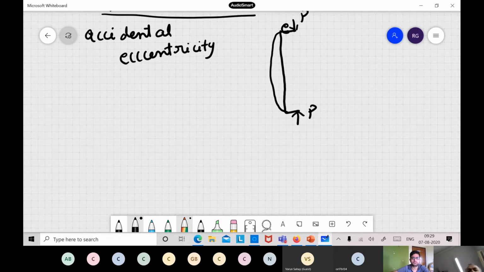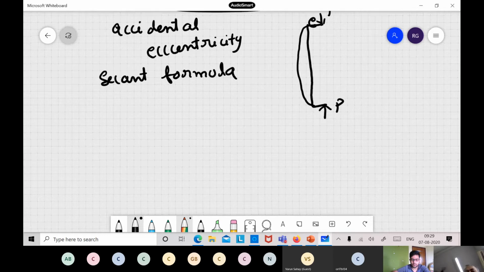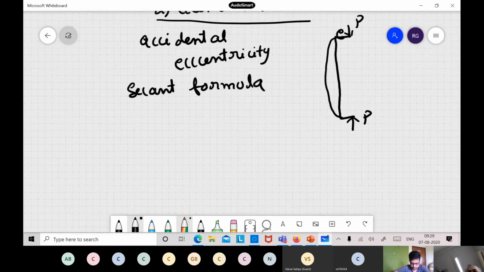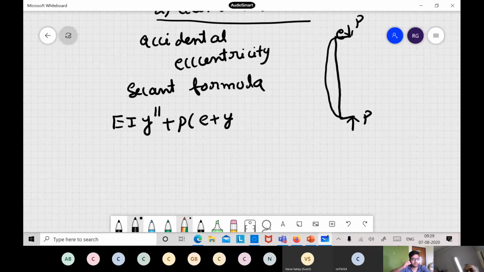Now, when you were undergraduates, it is already available in the textbooks. We call this the secant formula. Some of you may be remembering. The secant formula we also use. So it is straightforward. Now the equation of equilibrium will be EI y double dash. Of course, you have P times y, but because of this eccentricity, you have to add both of these things. So the equation of equilibrium becomes like this.